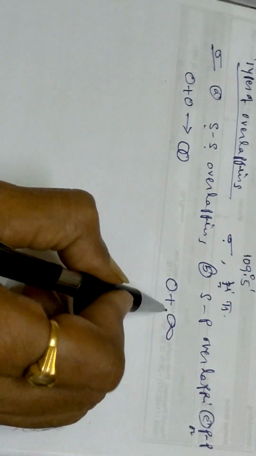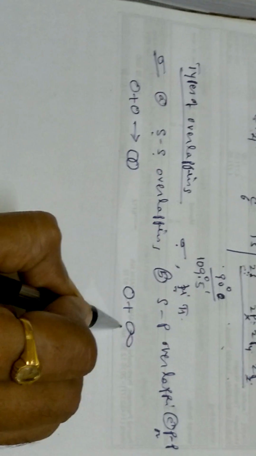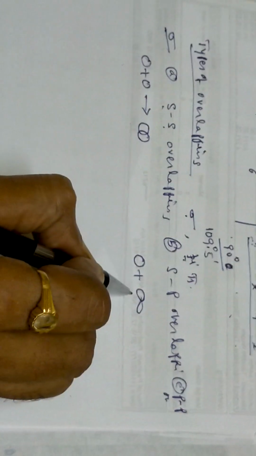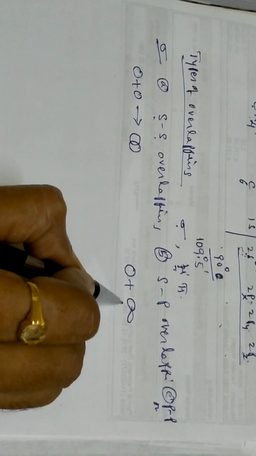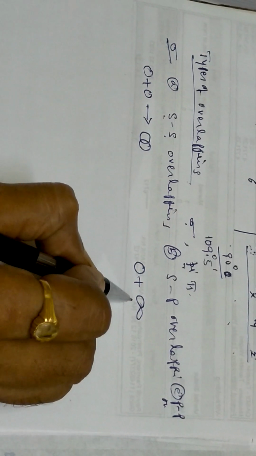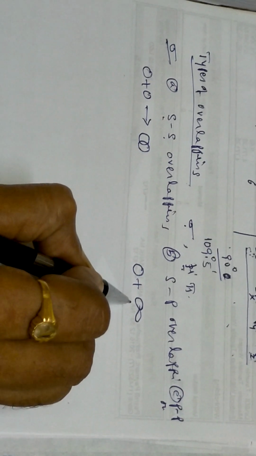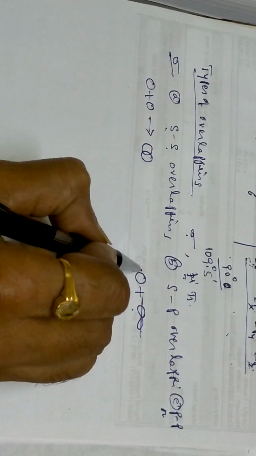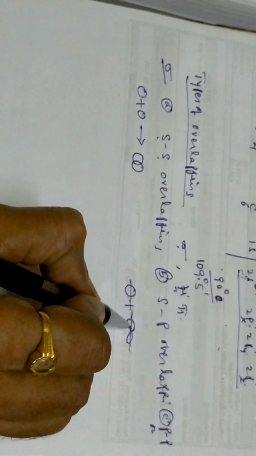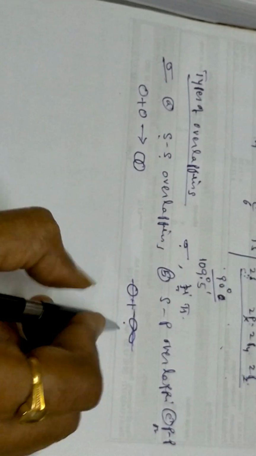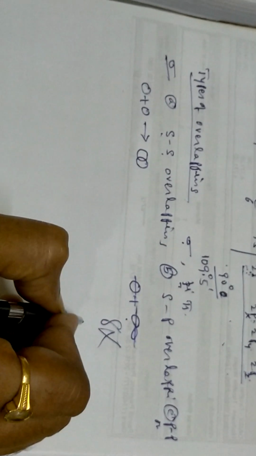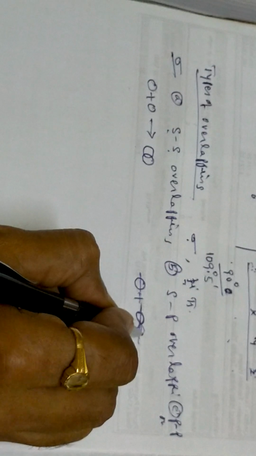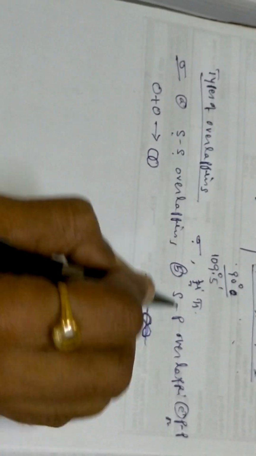Remember all the time, it should be a head-on overlap. Head-on overlap means end overlap, that means axial overlap. This is the axis, this is the axis, so this is also the axis. So axial overlap. It should not be written like this. This is wrong. It should be axial overlap or head-on overlap or end overlap, whatever it is.